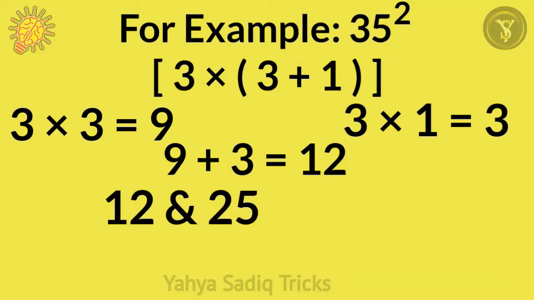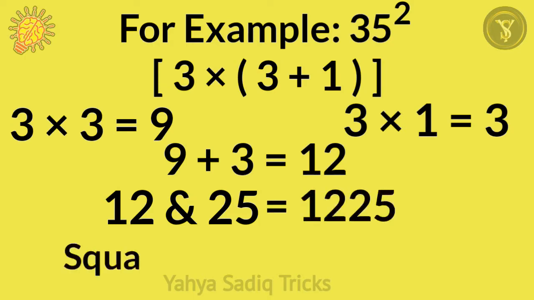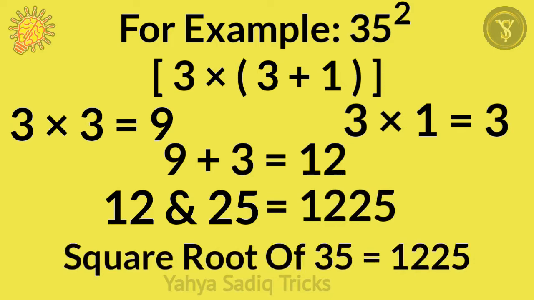Now we will merge 12 and 25. So it is 1225. This is the square of 35.